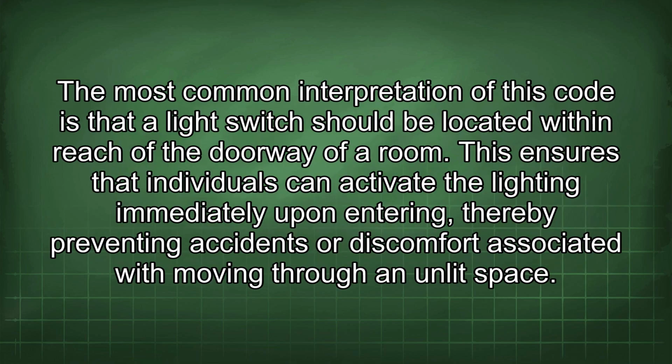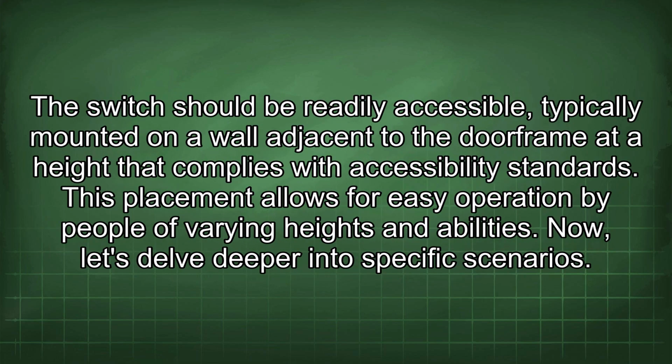The most common interpretation of this code is that a light switch should be located within reach of the doorway of a room. This ensures that individuals can activate the lighting immediately upon entering, thereby preventing accidents or discomfort associated with moving through an unlit space. The switch should be readily accessible, typically mounted on a wall adjacent to the doorframe at a height that complies with accessibility standards. This placement allows for easy operation by people of varying heights and abilities.